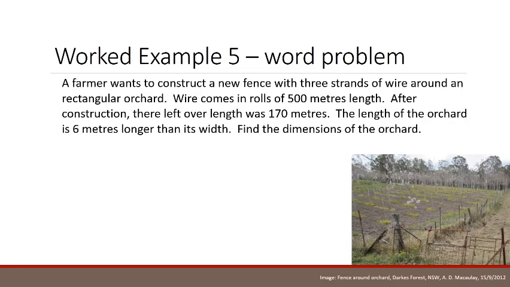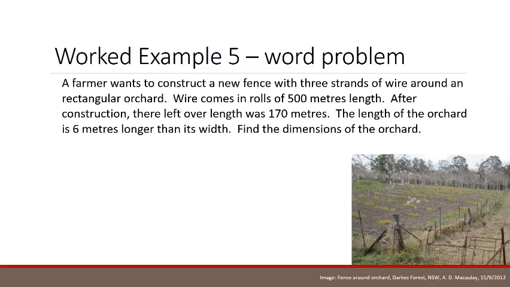But here's the word problem. A farmer wants to construct a new fence with 3 strands of wire around a rectangular orchard. Wire comes in rolls of 500 metres length. After construction, the leftover length was 170 metres. The length of the orchard is 6 metres longer than its width. Find the dimensions of the orchard.